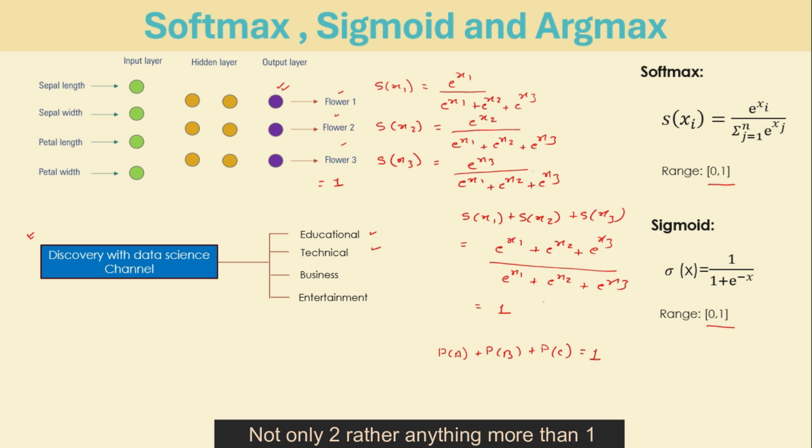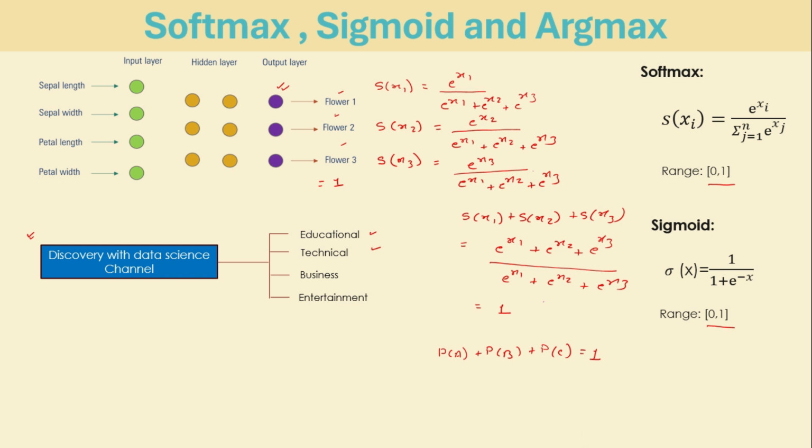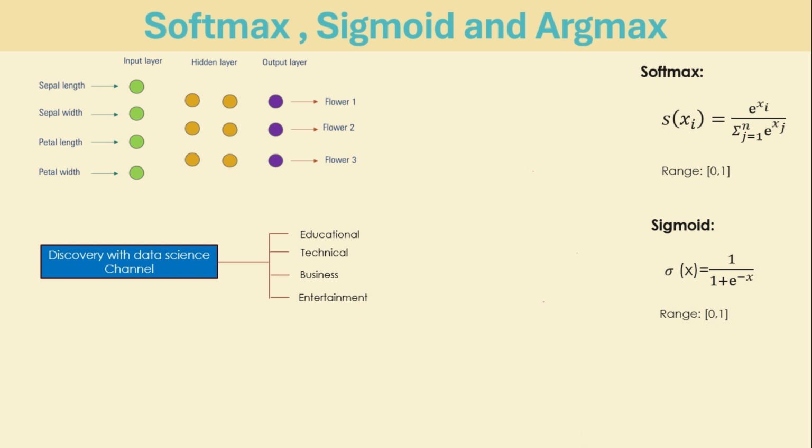In this category, we will get some probabilities and find the highest probability as the output. So after applying the softmax function, what will we get? We are going to get some probabilities, like this one may have 0.7, this one 0.2, and this one 0.1. The addition will be 1. So I am going to choose flower 1 as the output.